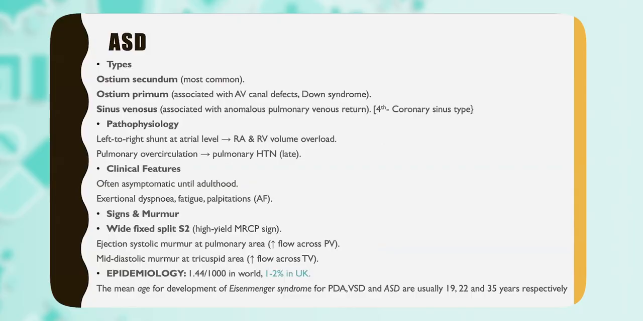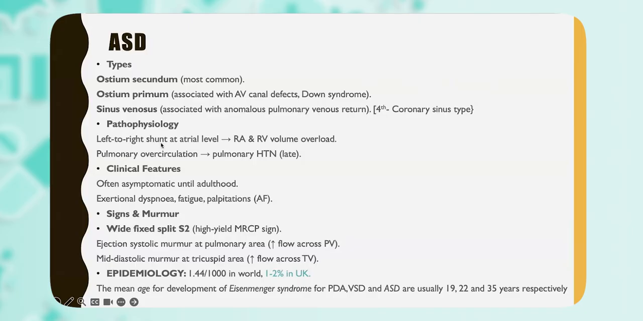I'll come to ASD. There are 4 types of ASD: ostium secundum, ostium primum, sinus venosus. In most of the books, 3 types are mentioned, but the 4th one is always mentioned in congenital heart disease books. It's the coronary sinus type. This is not a true ASD. We all saw the coronary sinus opens in the right atrium. But if the roof of the coronary sinus doesn't develop, then this coronary sinus directly communicates with the left atrium also before draining into the right atrium. So the blood can flow from the left atrium to the right atrium. That is another type of ASD, but it is not a true ASD because it is not a defect of the atrial septum.